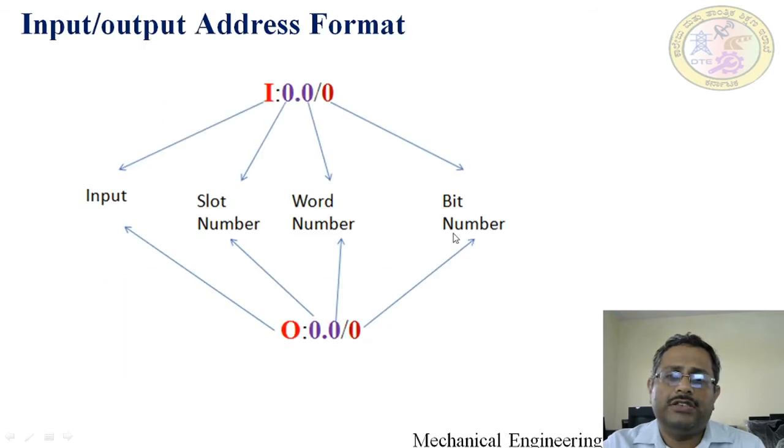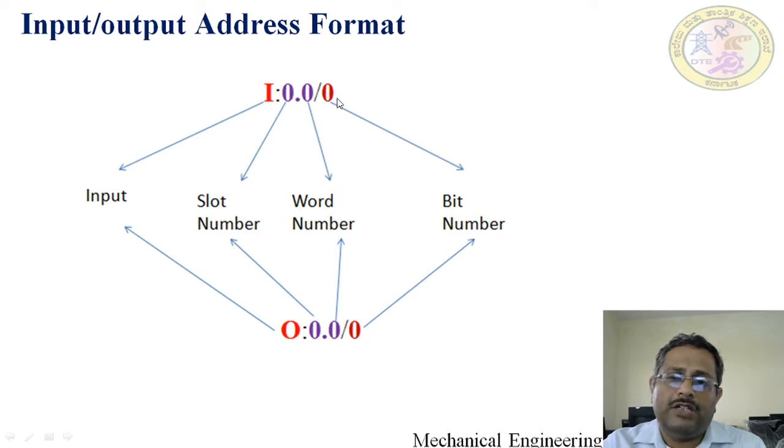Next, see how to address this input and output in the PLC. To address the input, this is the format. Here, the first letter of the addressing format represents whether it is an input or output. If you want to represent an input, you have to give I. If you want to address an output, you have to give O. Then you have to give a separator, that is a colon. After the colon, you have to put 0.0. The first 0 is the slot number, and the second 0 is the word number. Then you have to put a slash, then you give the bit number.